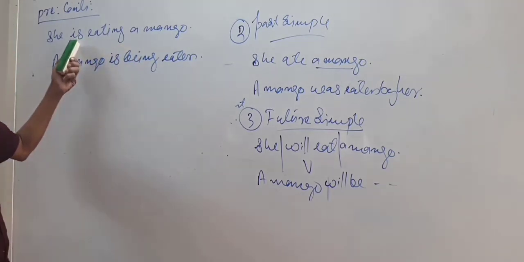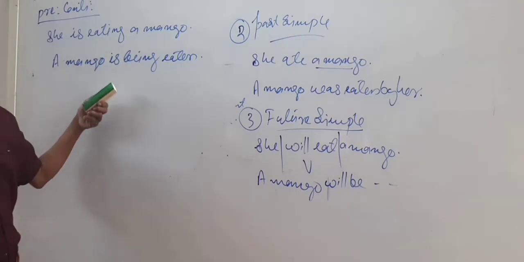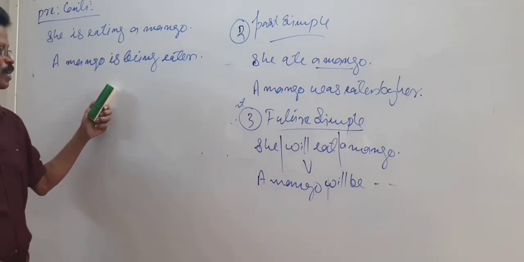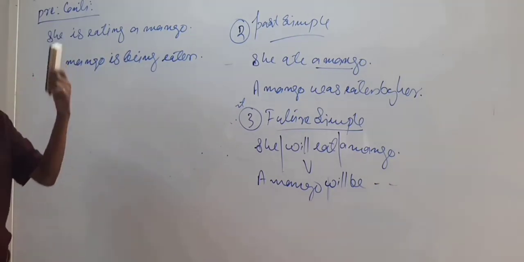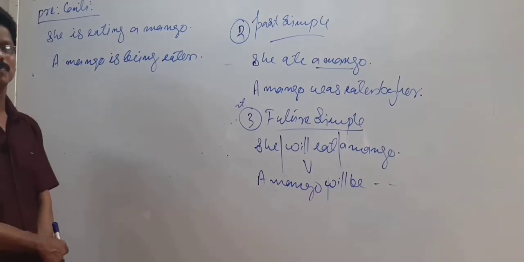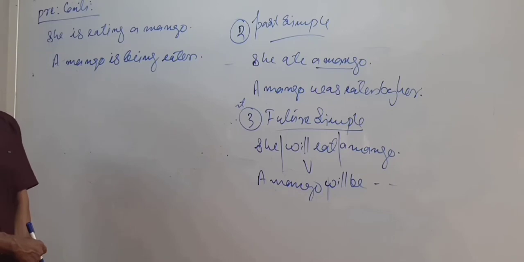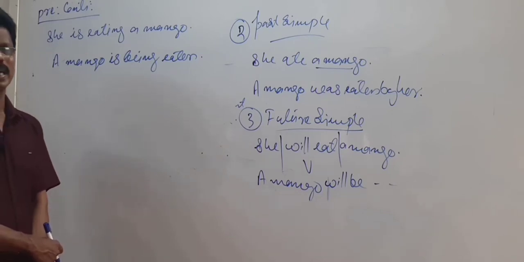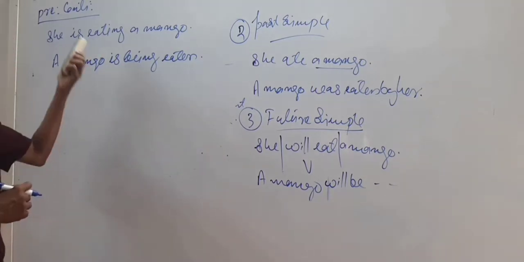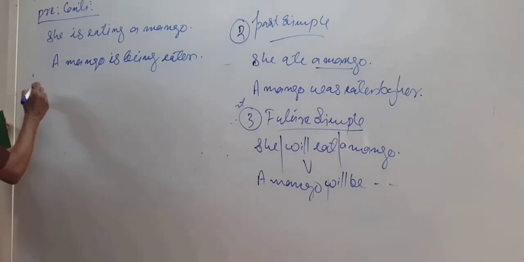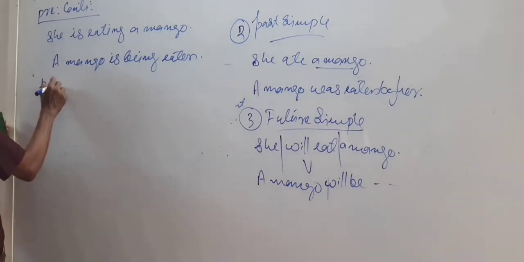Yes. With the verb, ing is there. So with the be also, ing should be there. So any example you can take. Okay, she is reading a book. A book is being read by her. Whatever sentence you want, you can take. So use ing with the be. Okay? So now we come to past continuous.